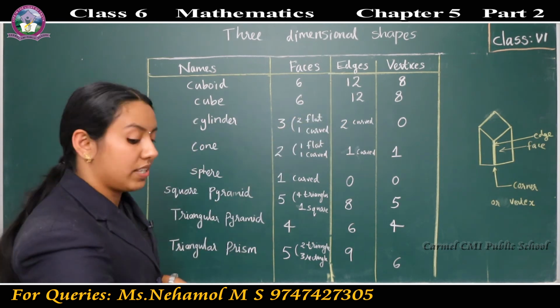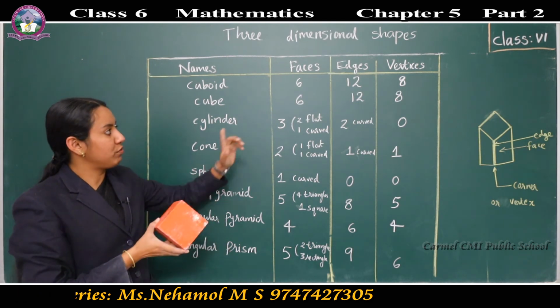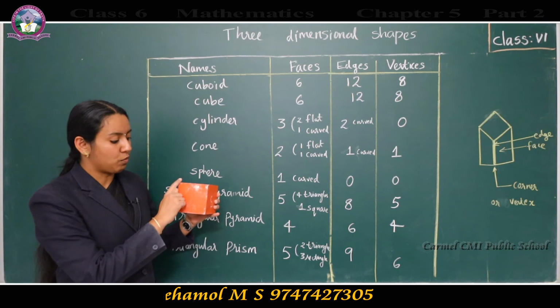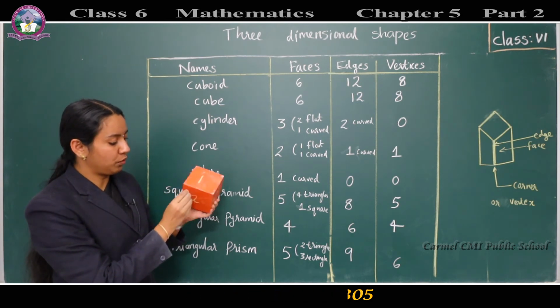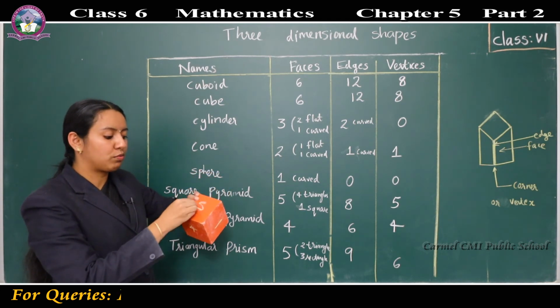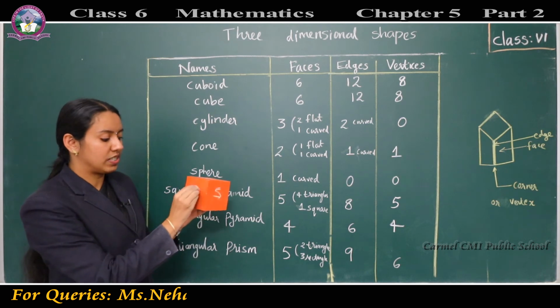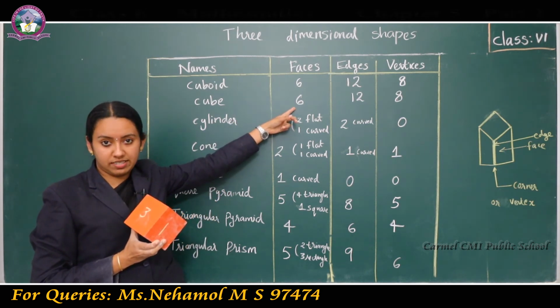Then next one is a cube. This is a cube. How many faces are there? 1, 2, 3, 4, 5, 6. For a cube also, 6 faces are there.